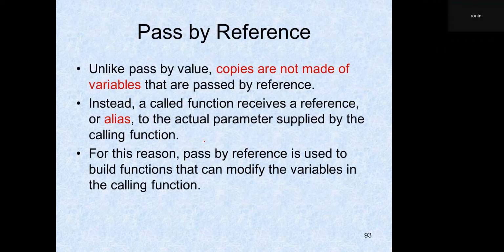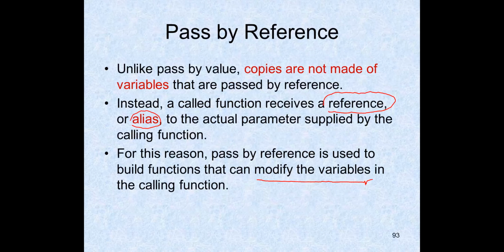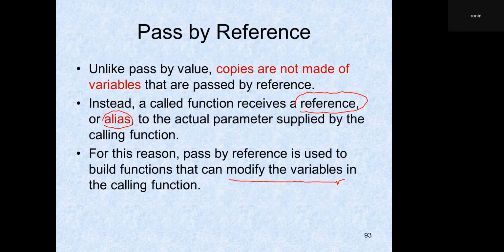Pass by reference. Unlike pass by value, copies are not made of variables that are passed by reference. Instead, the called function receives a reference or alias to the actual parameter supplied by the calling function. For this reason, pass by reference is used to build functions that can modify original variables in the calling function. That means if you want to modify the original values, you should pass the parameter by reference.